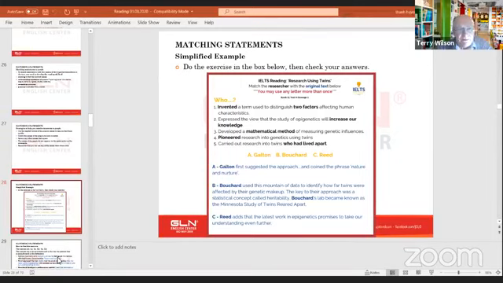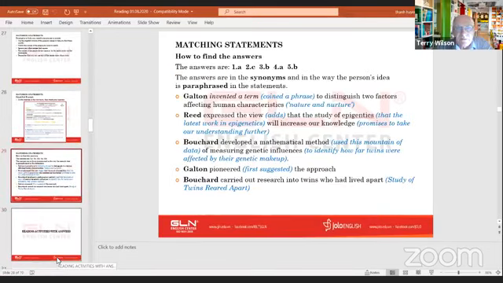So let's try and match the statements. So the answers are, number 1 is A, 2 is C, 3 B, 4 A, and 5 B. And the answers are in the synonyms of the way the person's idea is paraphrased in the statements. So it was Galton who invented a term or coined a phrase, which is an idiomatic expression, to distinguish 2 factors affecting human characteristics. So nature and nurture is the phrase.